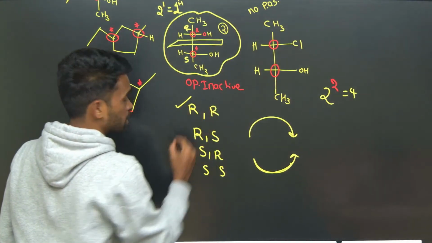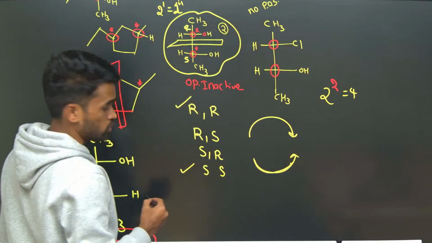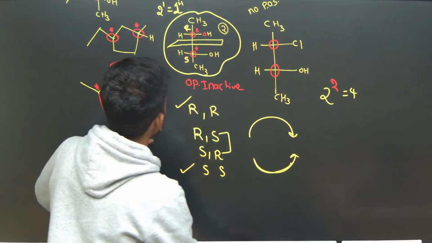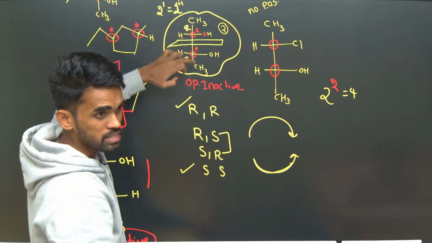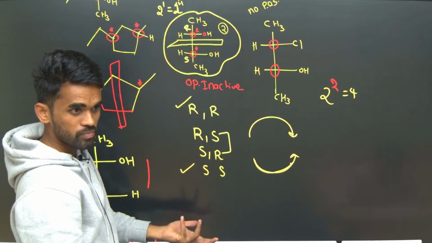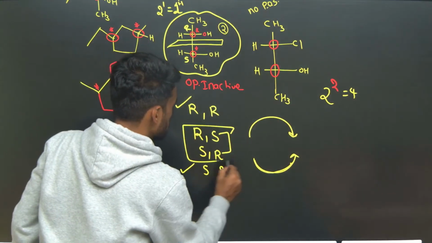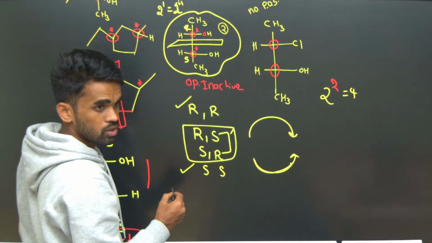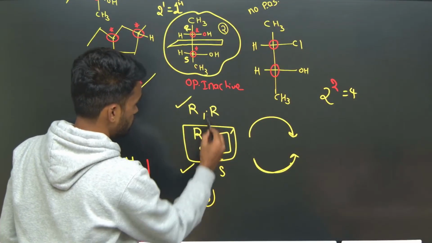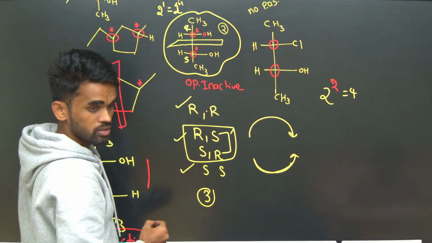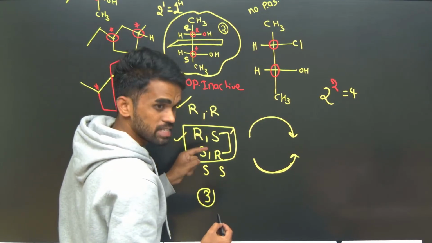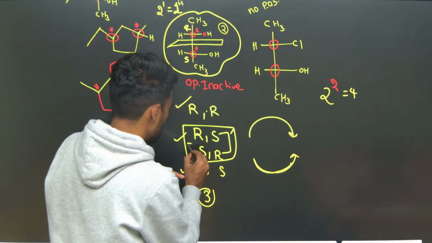So RR is optically active, SS is optically active. But here RS or SR are both the same. See, for example, I am saying above one is R, below one is S. Just keep it like this. Above one is S, below one is R. Both are the same. It means these molecules are the same. So in this case, how many are possible? Just 3. 1, 2, 3. 3 isomers are possible. And this RS or SR, both of them are the same, I am saying.